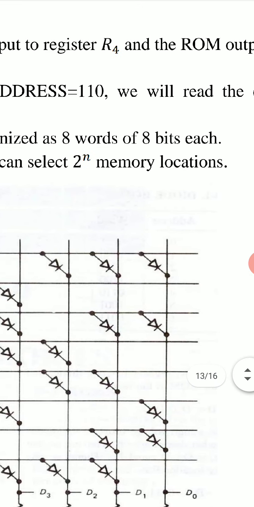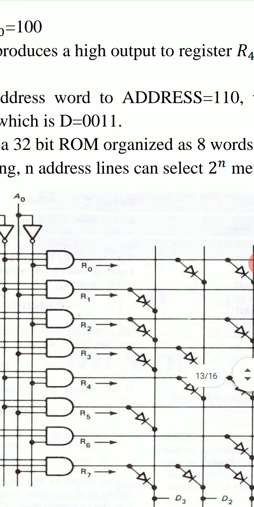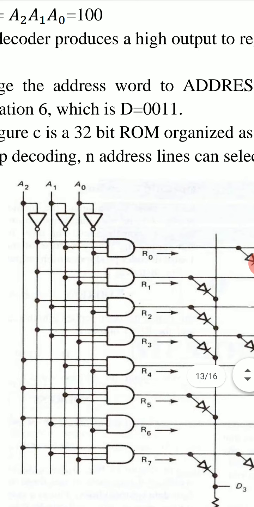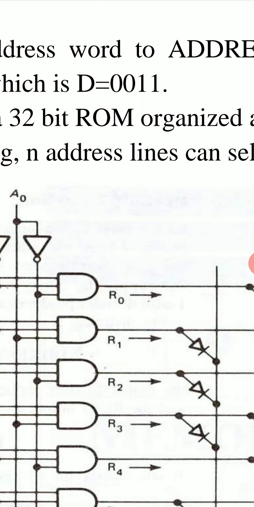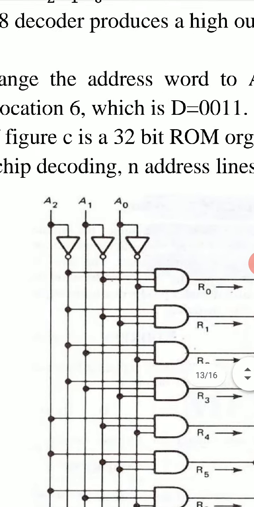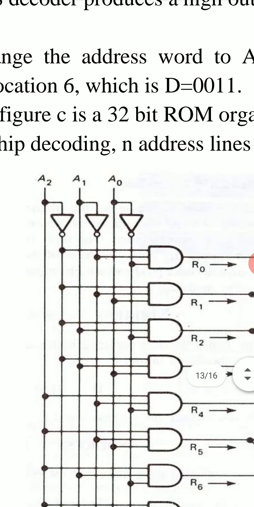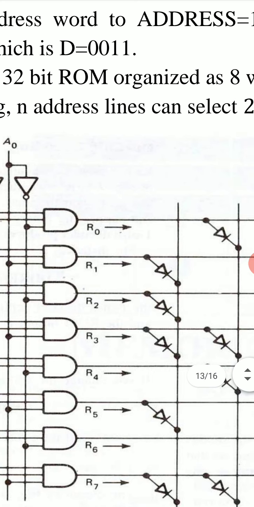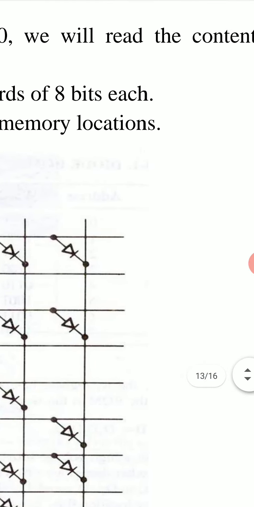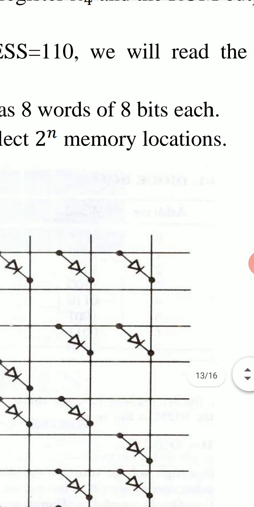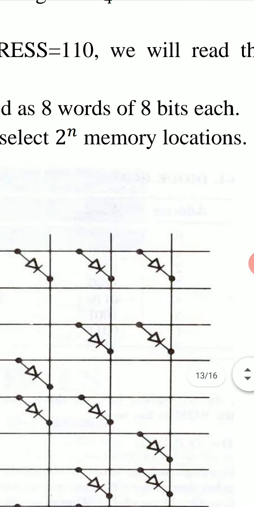So 8 registers and 4 bits, we call it 32-bit ROM. 8 into 4-bit ROM. So this circuit of figure C is a 32-bit ROM. 32 bits mean 8 into 4, as 8 words of 4 bits each. Correct this. This is 8 words of 4 bits each.